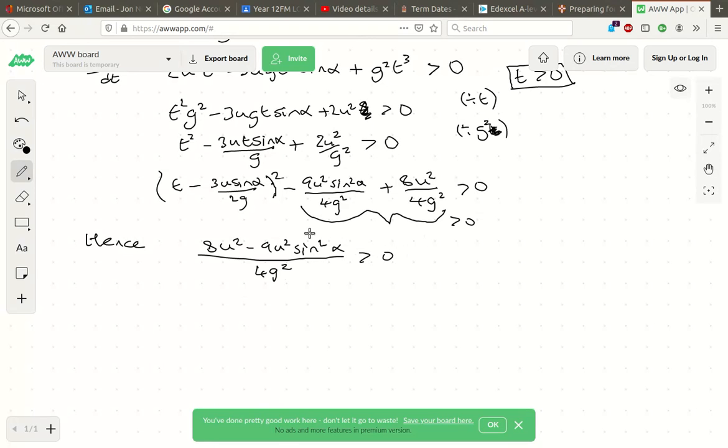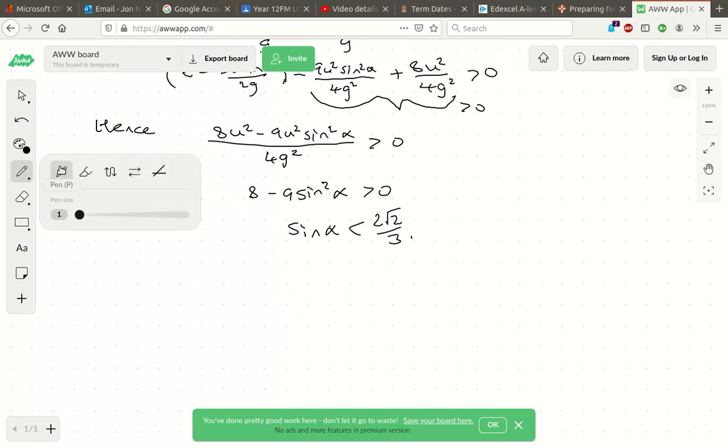Times by g squared, divide by u squared, you're going to get 8 minus 9 sine squared alpha is greater than 0. And that easily rearranges into sine alpha is less than 2 root 2 over 3. And you've done the first part. Now, that's the first part.